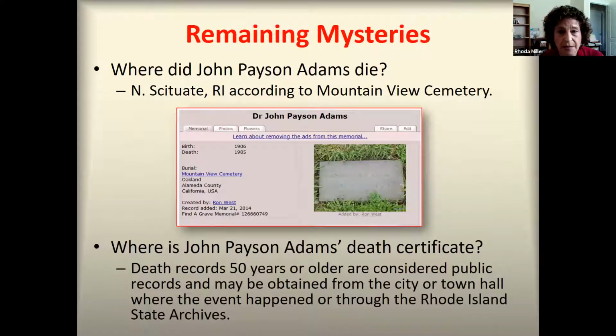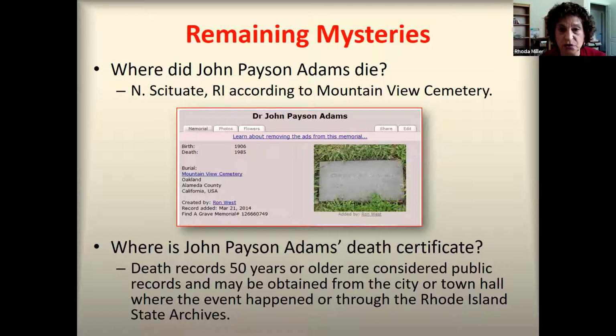Okay, so the remaining mysteries. Where did John Payson Adams die? Well, his burial is in Find a Grave, and he is buried in Mountain View Cemetery in Alameda County, California, with the rest of his family, but that doesn't mean he died there. So I called the cemetery, and they told me that he died in North, and I don't know if I'm going to pronounce this right, Situate, Rhode Island, according to the cemetery. And that does make sense because they did have a house in Newport. There was an article in the Newport, Rhode Island newspapers. So it does make sense.